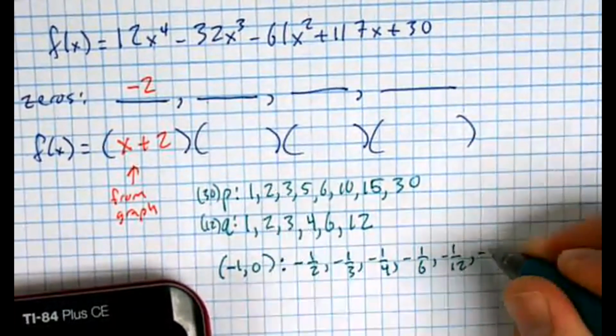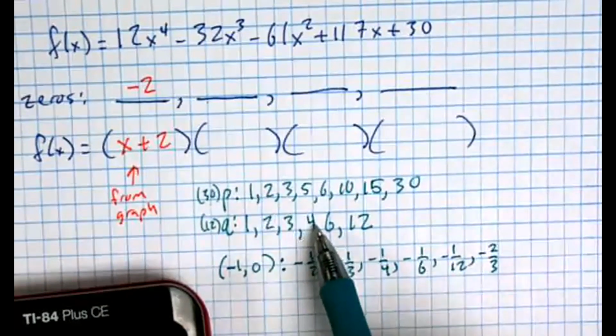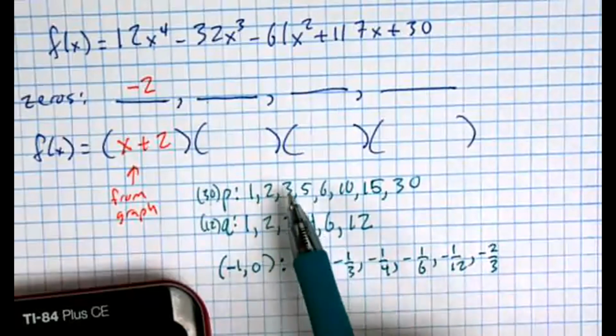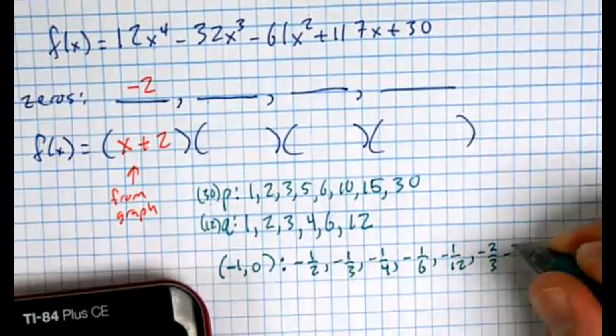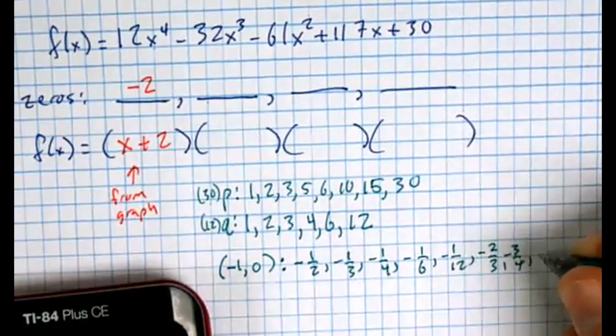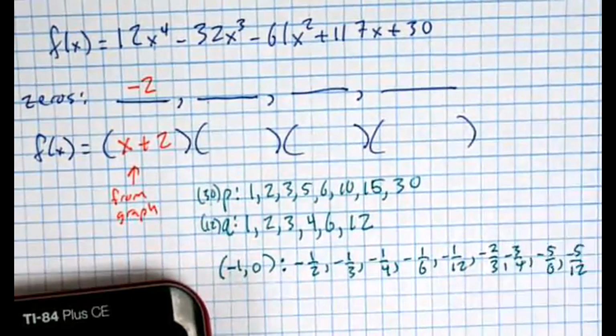-2/3, -2/4, but I've already got that, right? That's the same as -1/2. Sorry, you said 3. Oh, -3/4, -5/6, -5/12. And I think that's it. That's a big list.